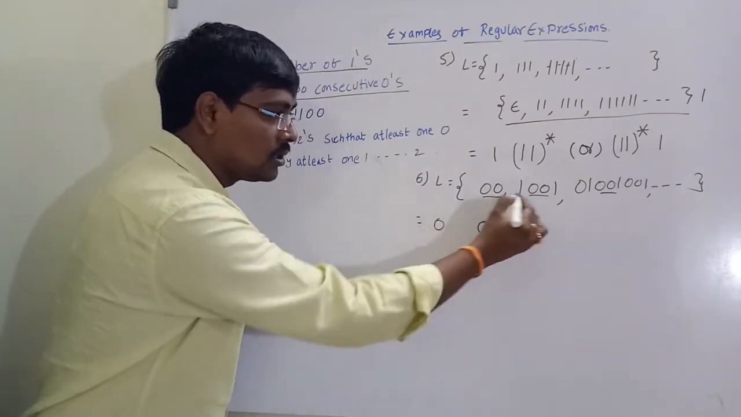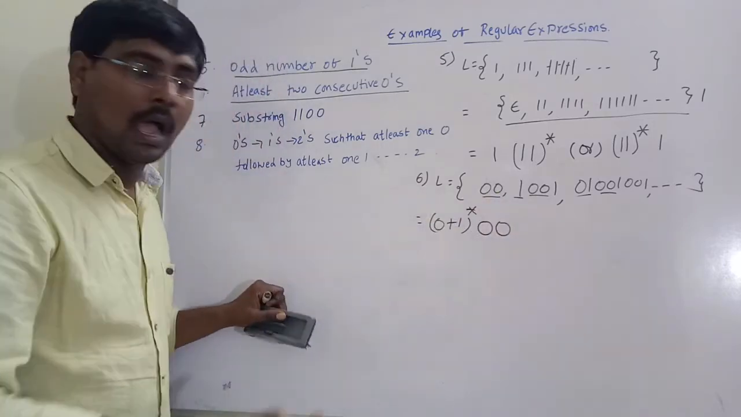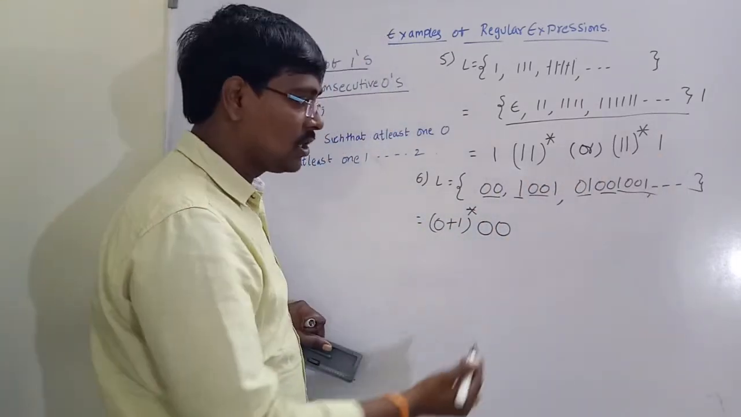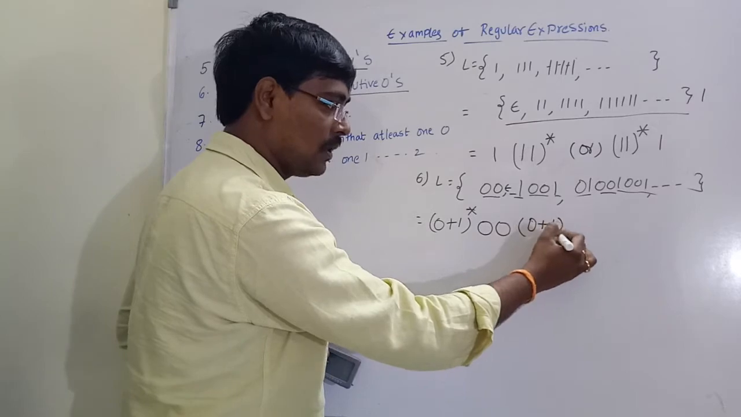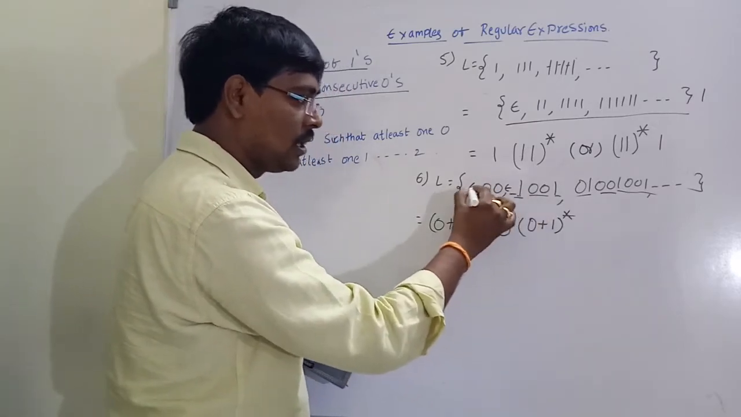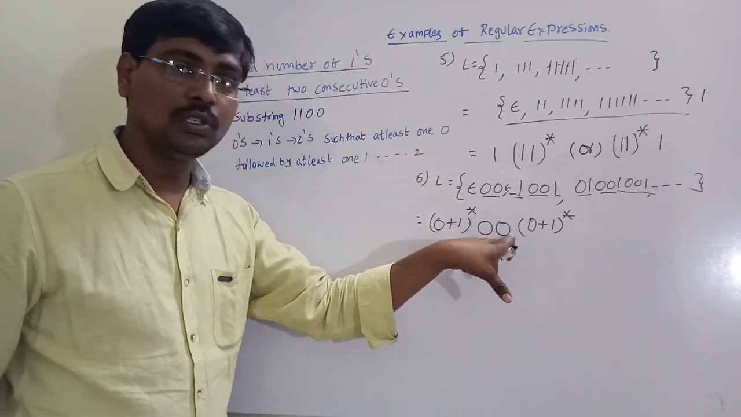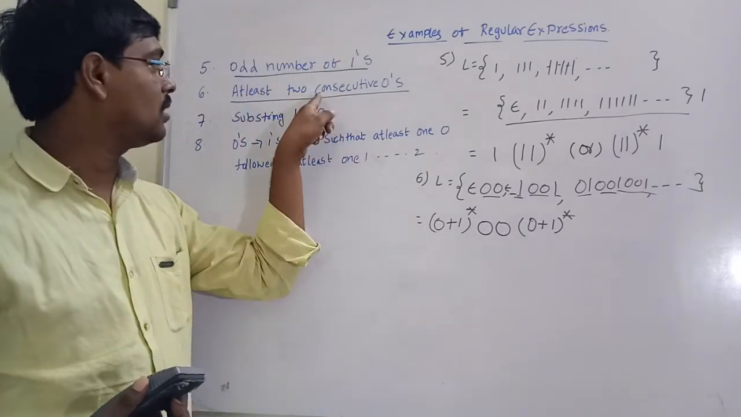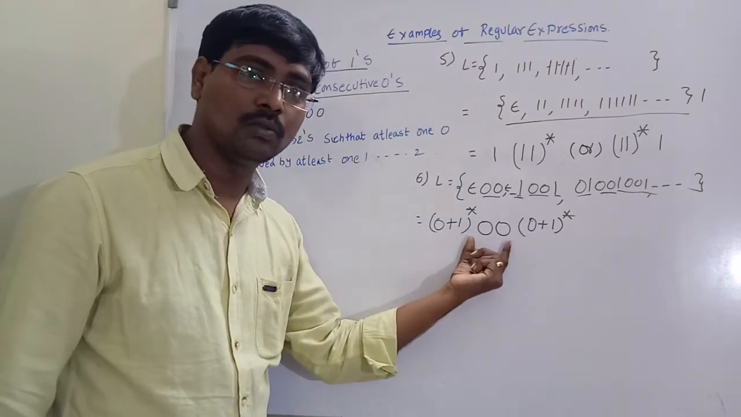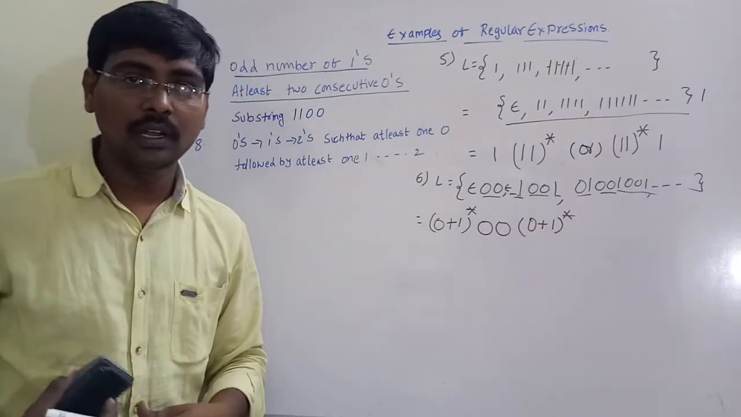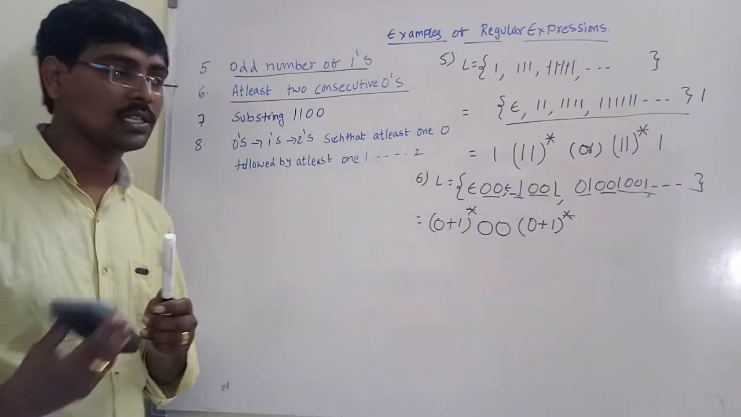Before 00, any combination is allowed, so (0+1) whole star. After 00, any combination is allowed. So here epsilon is also allowed. So (0+1) whole star, 00, (0+1) whole star. See this, ending with epsilon, starting with epsilon. If star is not repeated, this is epsilon, and only 2 zeros are sequential. So this is the meaning. At least 2 consecutive means we are writing 2 consecutive zeros, and before and after there is no need of zeros and ones. If required, we have to write. So I am using Kleene closure, that is star.